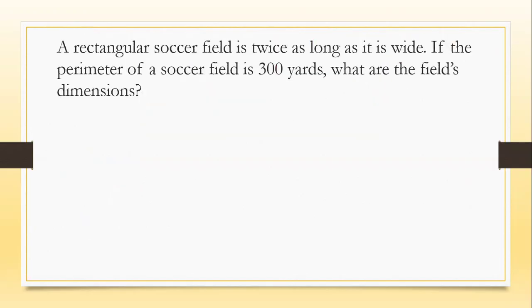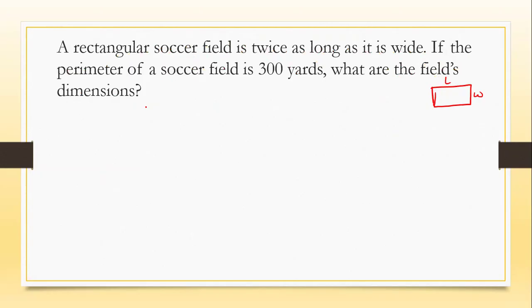A rectangular soccer field is twice as long as its width. If the perimeter of a soccer field is 300 yards, what are the field's dimensions? Problems like this, we want to just draw a sketch of what we're looking at. So we have a rectangle, and we know some things about a rectangle. The opposite sides are equal. You have the width and the length. So this is our length. This is our width.